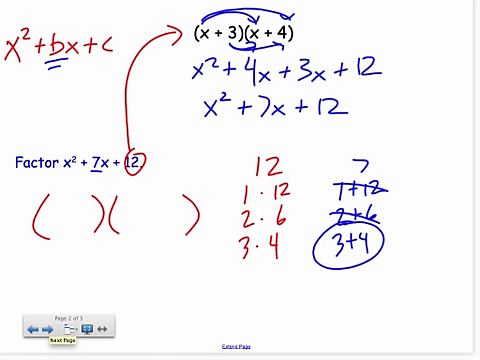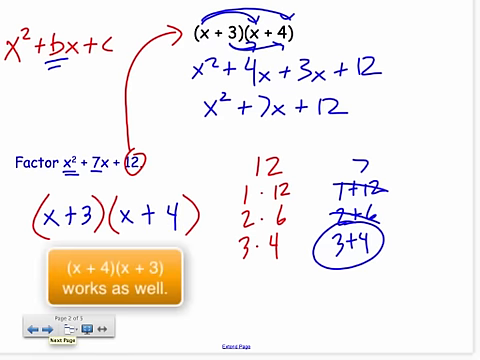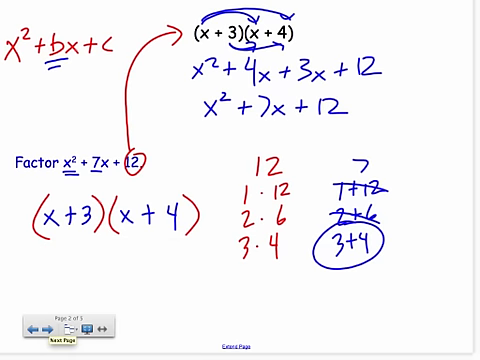Well, to set up my two binomials, I know my first term in each is x, because x times x gives me that x squared. And then, now that I found out that my two factors are 3 and 4, I know that it's a positive 3 and a positive 4. And I could have put the plus 4 and the plus 3, reverse them, but it doesn't matter, right? Because we're just multiplying. So we want to look at factors of the c term, which in this case was 12.